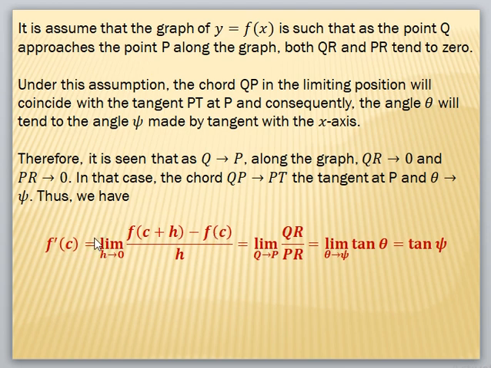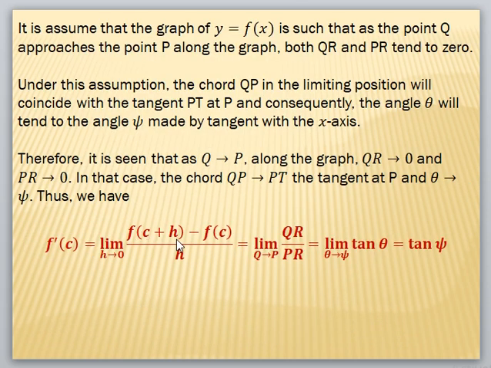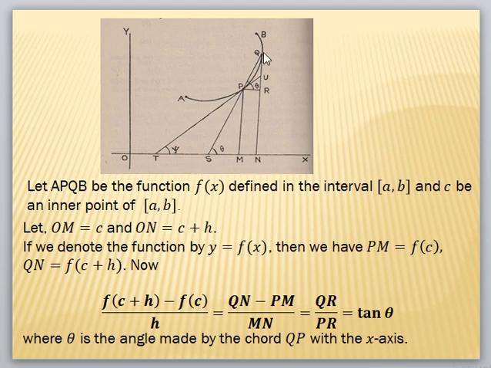So we are considering this limit, f(c+h) minus f(c) by h. We have just seen that f(c+h) minus f(c) by h is equal to QR by PR. So QR by PR means f(c+h) minus f(c) by h. We are taking the limit of that as h tends to 0, which means when PR tends to 0, and that is equivalent to the point Q tending to the point P.